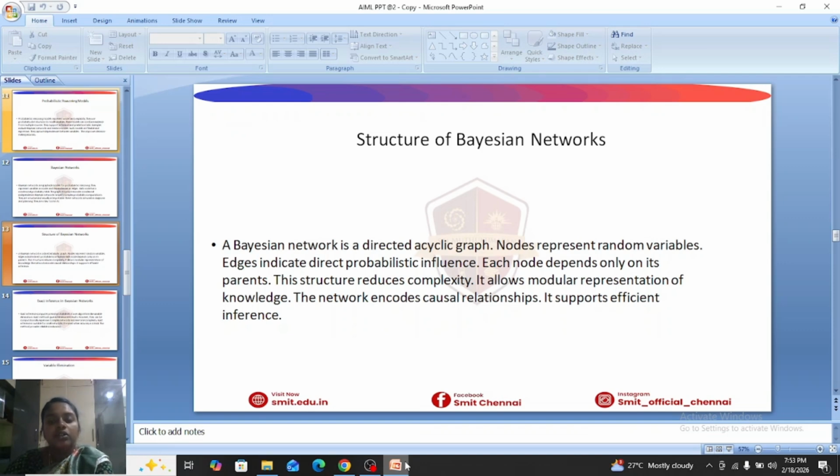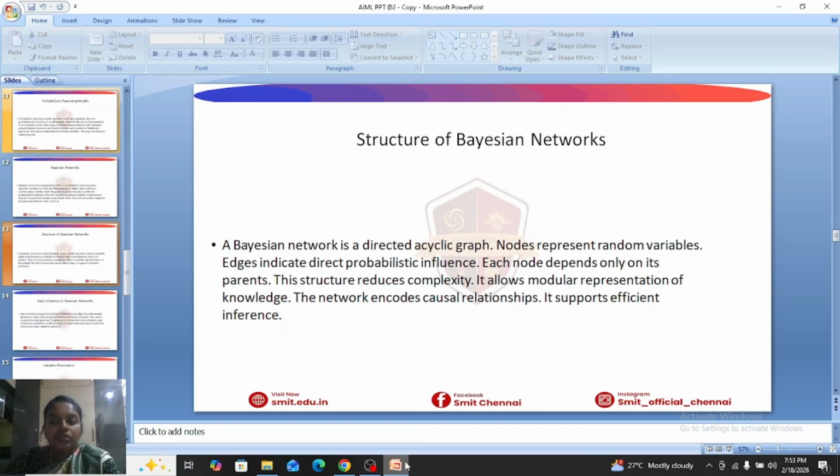The network encodes causal relationships. It supports efficient inference. Actually, this structure of a Bayesian network represents a set of random variables and their conditional dependencies using a directed acyclic graph. It is widely used in AI for reasoning and decision making under uncertainty. The main components are nodes (random variables), directed edges (arcs), the directed acyclic graph, and conditional probability tables.